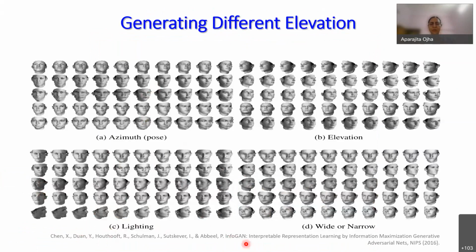They introduce InfoGAN. It is interpretable representation learning by information maximizing generative adversarial networks. So there, what do they do? Suppose the idea is that samples that we get from real life offer different pose. You would like to have different elevation, right? It can be different lighting, that can be wide or narrow. All this was wonderfully done by these people, and that led to various applications.